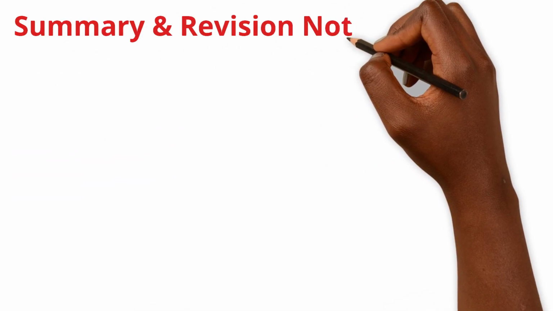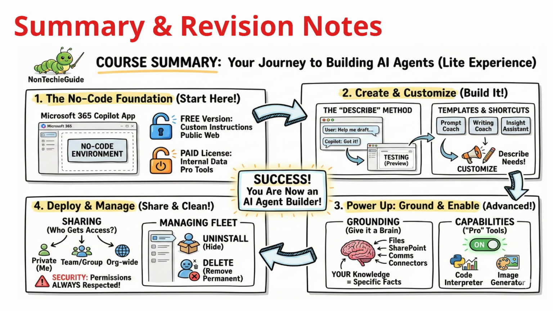Let's summarize your journey with the non-techie guide. We began with the no-code foundation inside Microsoft 365, where your license defines your capabilities. Next, you learn to create and customize, building agents simply by describing what you want or using templates as shortcuts. Then you powered up by grounding agents in your specific business data, like SharePoint files, and enabling pro tools like the image generator. Finally, we covered deploying and managing, ensuring you share securely while respecting permissions and keeping your sidebar clean. Congratulations! You have successfully become an AI agent builder.